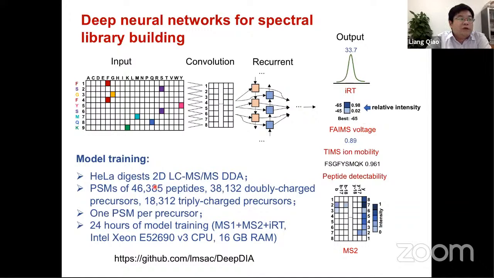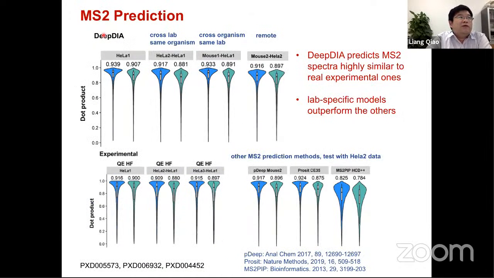To train the model, just to give you some idea, we normally use 2D LC-MS DDA data of a cell line, which is enough to train the model. For instance, here it includes the PSMs from 46,000 peptides, including 38,000 doubly charged precursors and 80,000 triply charged precursors. For each precursor, we keep only the best PSM. And for the model training, normally we use 24 hours on a normal workstation. Then we evaluate the performance of the prediction on different data sets.